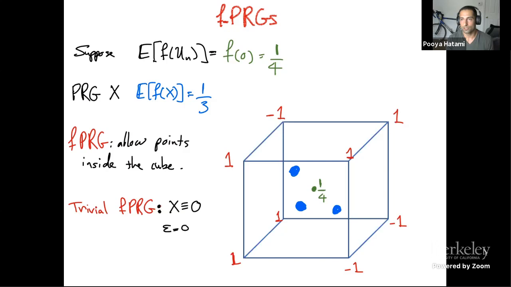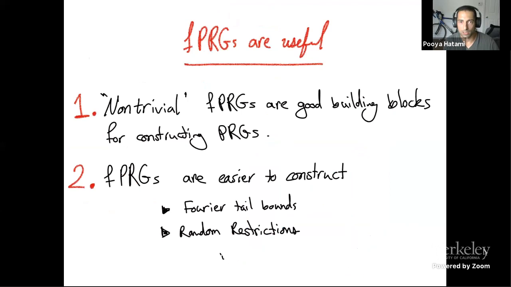And in the rest of the talk, I will show that if you add some non-triviality assumptions, then fractional PRGs are useful. And in what sense? In the sense that we can actually use them to construct actual PRGs. So the zero FPRG is not useful, whatever this non-triviality is.